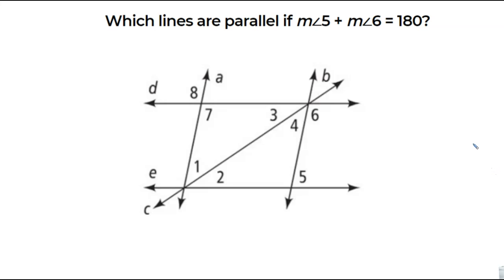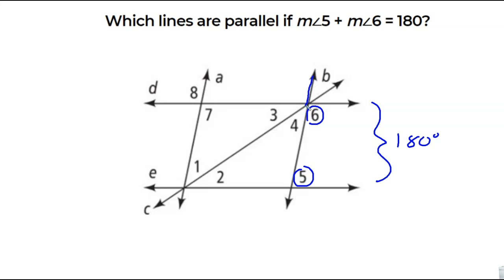All right, next question asks which lines are parallel if the measure of angle 5 plus the measure of angle 6 equals 180. Okay, well, let's figure that out. We've got 5 and 6 on the right here. And we know that when I add them together, I get 180 degrees. So they're supplementary. Now, 5 and 6 are same side interior angles. And we know when same side interior angles are supplementary, the lines are parallel. So the key for this problem is just figuring out which lines will be parallel. Which line is my transversal, and then which are my two parallel lines.